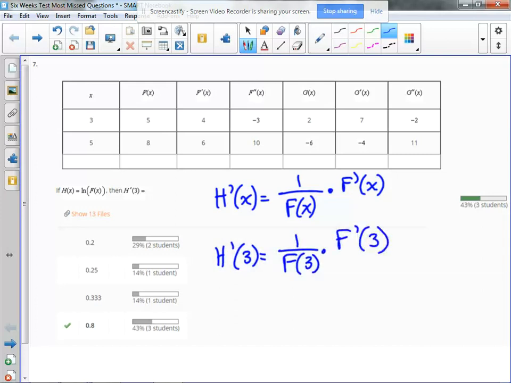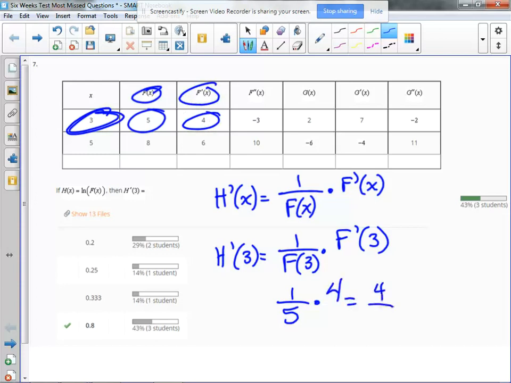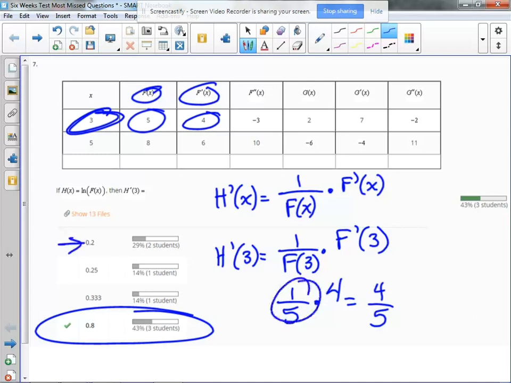I know you were doing this on the computer, but when you get on the final exam, mark all over these things, okay? f of 3 is 5, so that's 1 over 5 times f prime of 3 is 4. So 4 over 5 is equal to 0.8. So the most commonly missed answer, guess what, was just the 1 over 5. So you forgot to multiply by the derivative of what was inside the natural log.